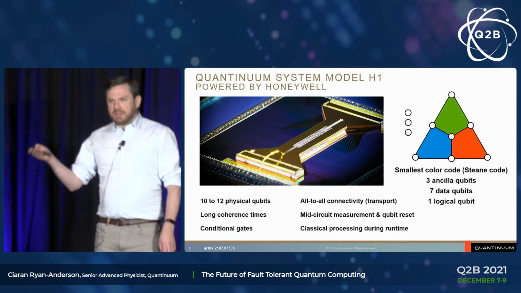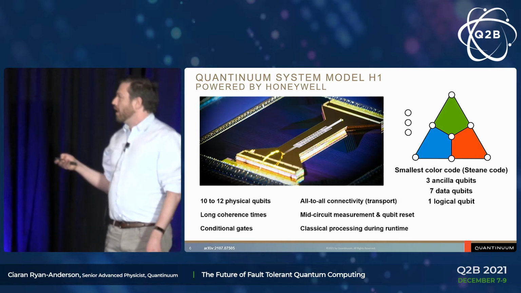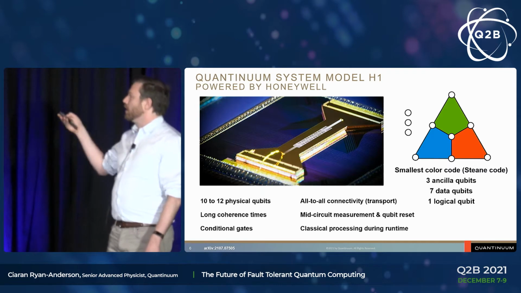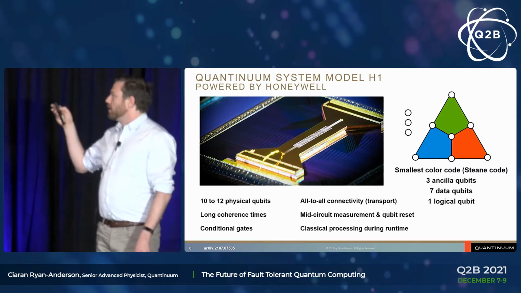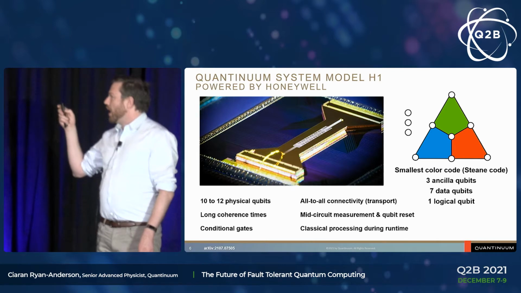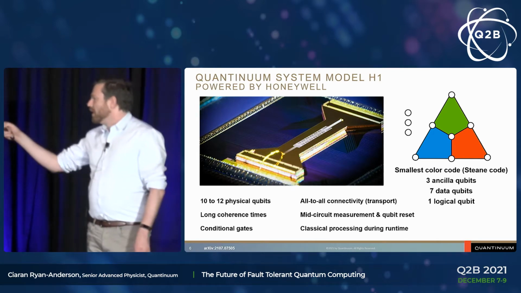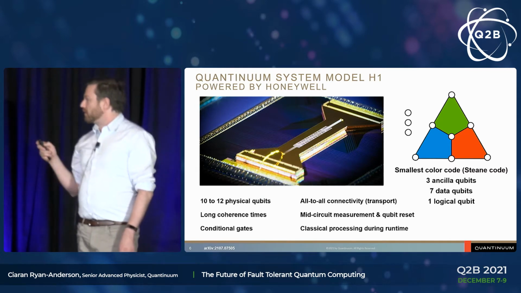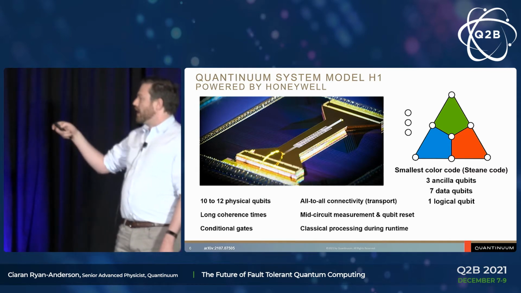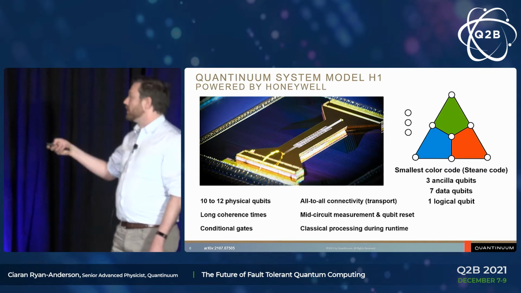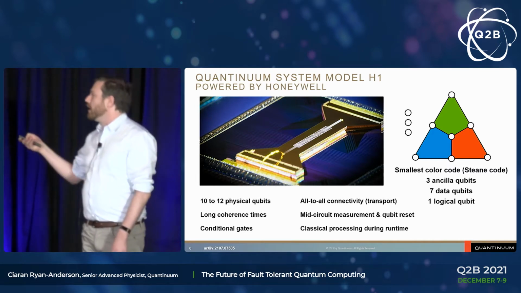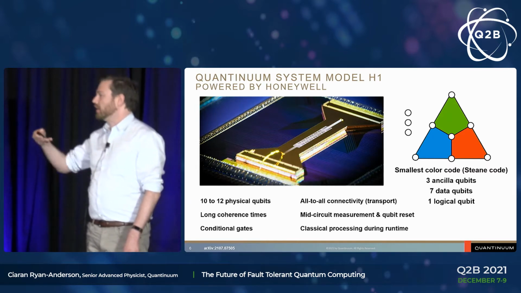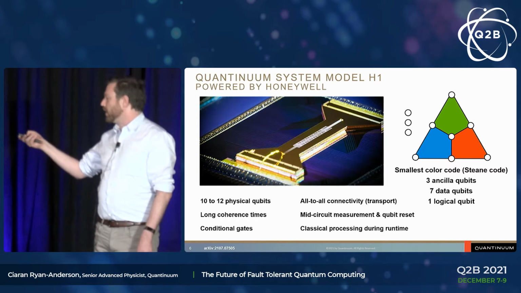And so about a year ago at Q2B, I talked about our breakthrough with the Steane code, or the distance 3 color code, using the Model H1 ion trap powered by Honeywell. At that time, it was utilizing 10 physical qubits, and it has a lot of useful features to enable the protocol that we looked at. In particular, it has all-to-all connectivity, long coherence times, mid-circuit measurement and reset, conditional gating, and classical processing of information.